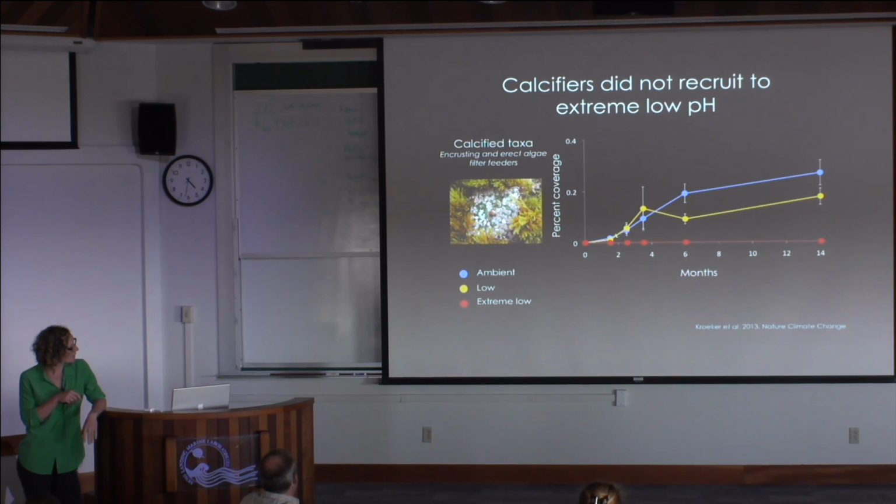However, in these low pH zones, which is what is really interesting if we're thinking about near future predictions for the year 2100, we see actually very similar recruitment and very similar growth rates for the first 3.5 months in the low and the ambient pH zones. And it's not until about 6 months that we see this divergence, where we see higher abundance of calcareous species in the ambient pH conditions.